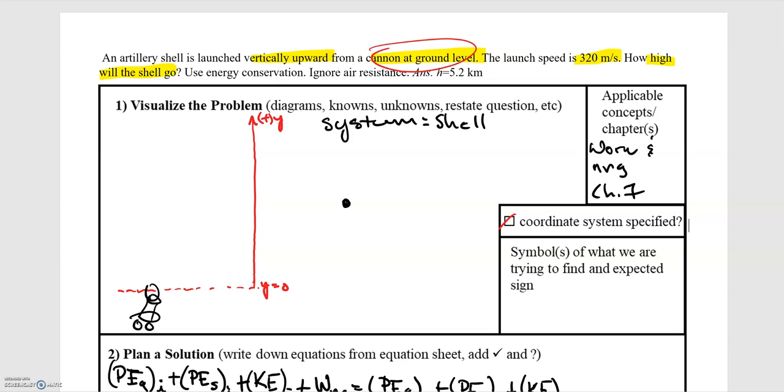After we define our coordinate system, now we can draw our diagram. So we have a cannon here. The cannonball is at y equals 0, and it's being shot vertically upward. So we have a v naught equal to, and we're told, 320 meters per second. And then we've dealt with these problems before in Module 2, where the object is now in free fall.